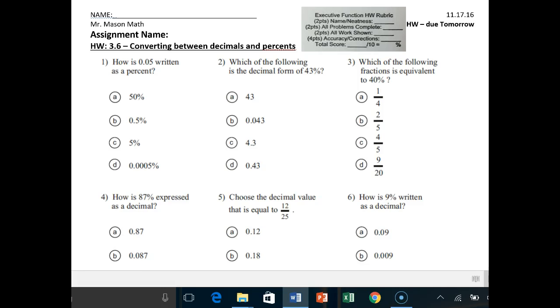Hey there, CJ Math students, and tonight I'm going to help you out with homework 3.6, converting between decimals and percents and fractions, actually. I just couldn't fit it in the title. So basically all conversions to review for tomorrow's quiz.